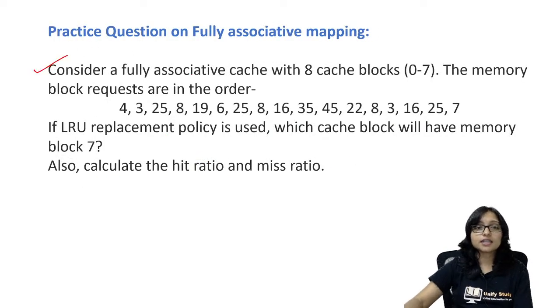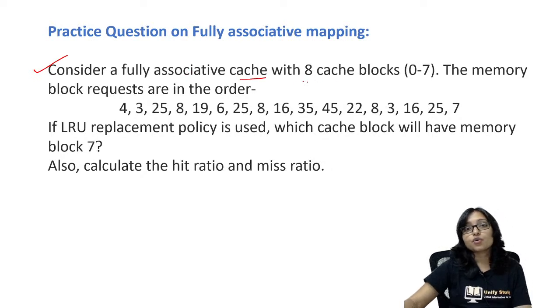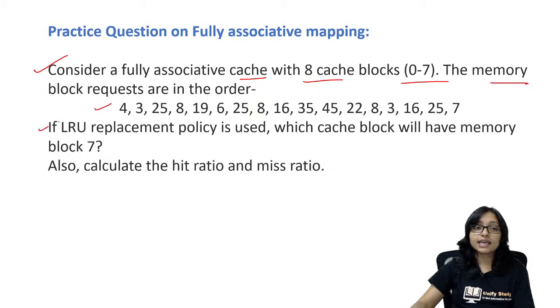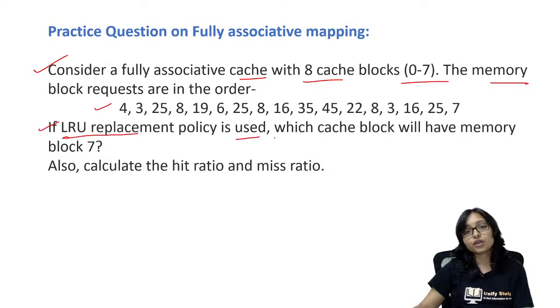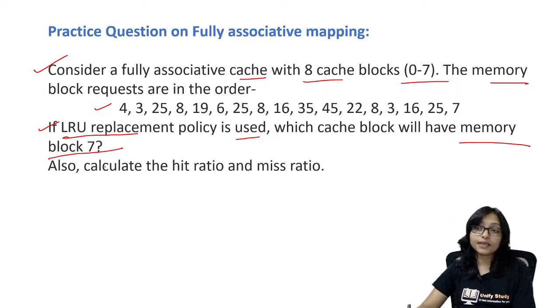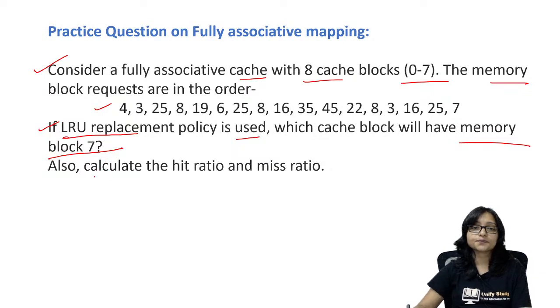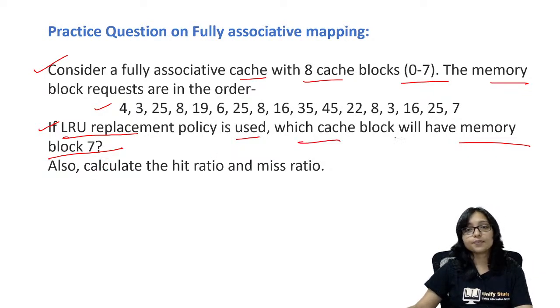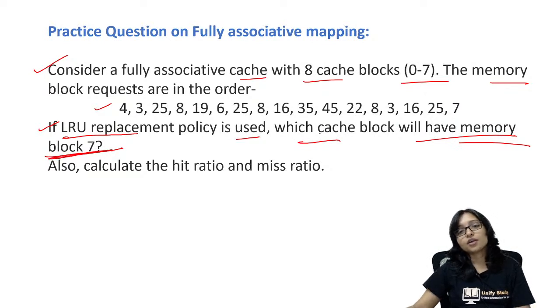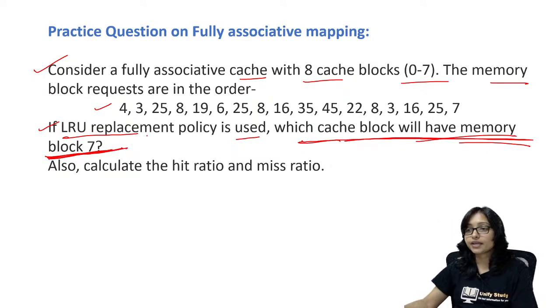You can see, consider a fully associative cache with 8 cache blocks, 0 to 7, and if the LRU replacement policy is used, in which cache block will the memory block 7 be? Do it quickly. Which cache block will have the memory block 7? Do it quickly.